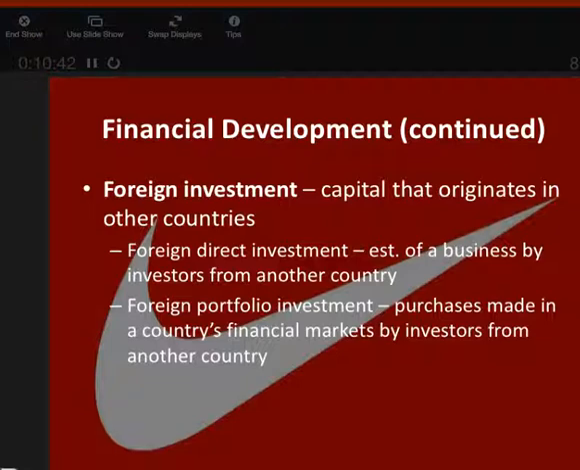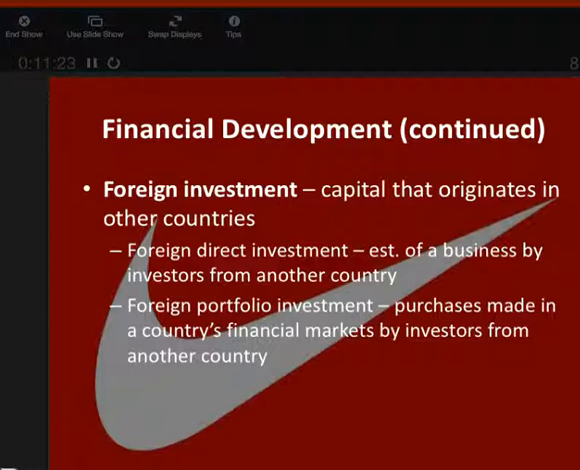Another piece that really could help development or possibly hurt is foreign investment. Capital that originates in other countries. For instance, Nike. Nike is a big one that has foreign investment in different parts of the world, making shoes. They've actually had some arguments come against them that they don't pay their employees enough. So they're manufacturing in China, where their employees may not be paid as well. Or Vietnam is another big one that we see there, using these resources to tap into cheaper labor.